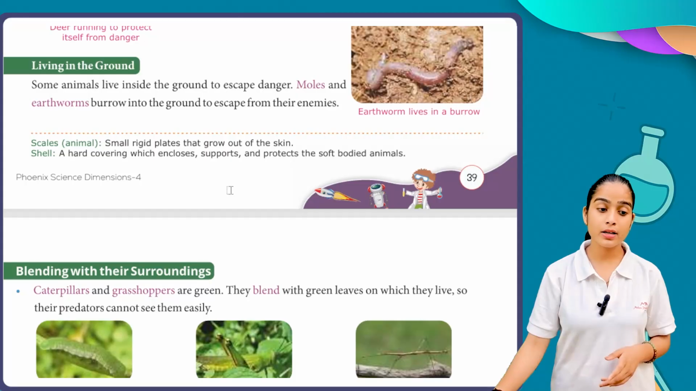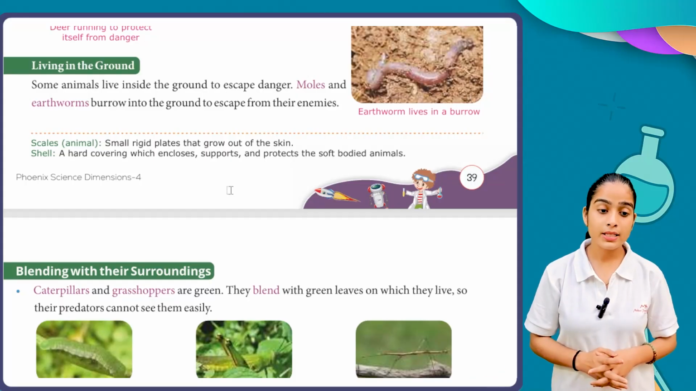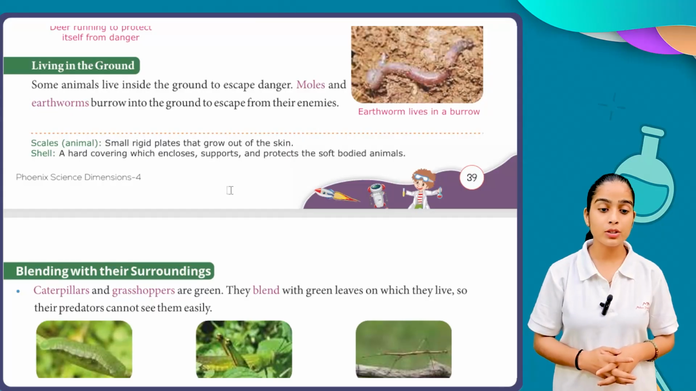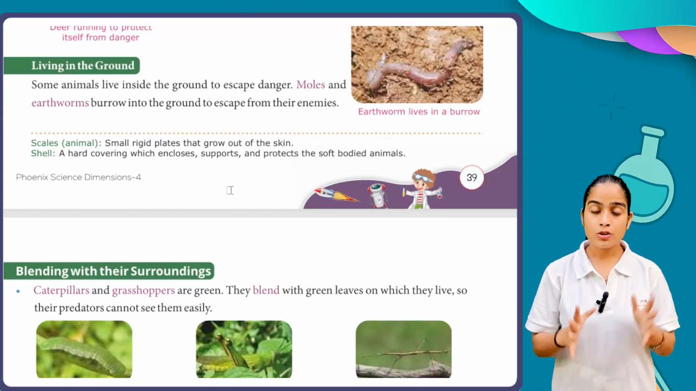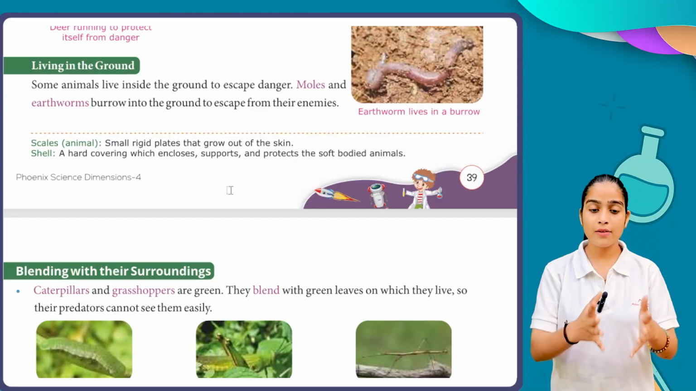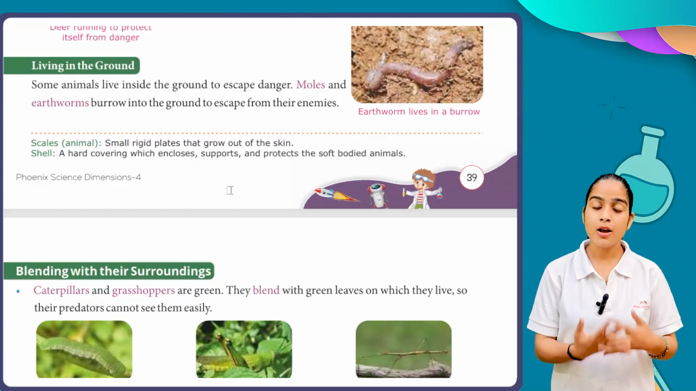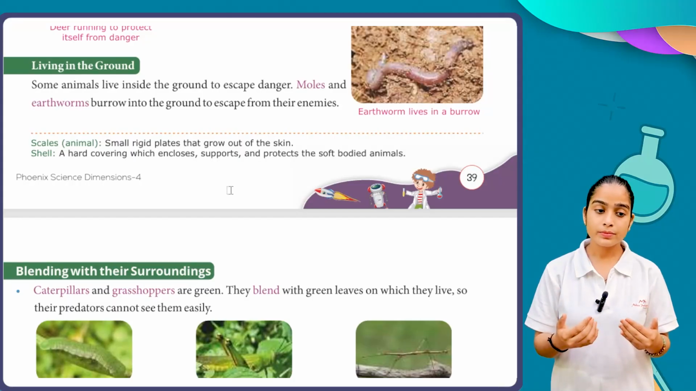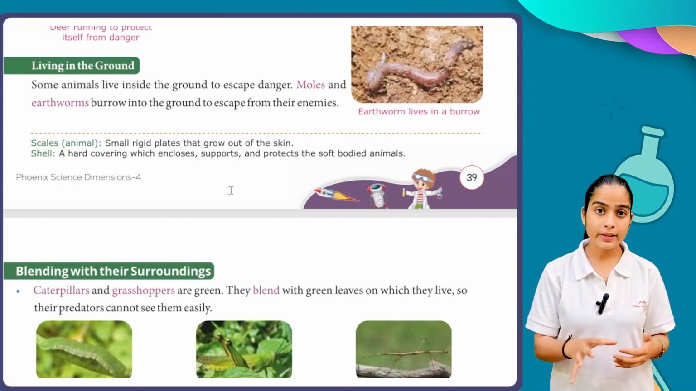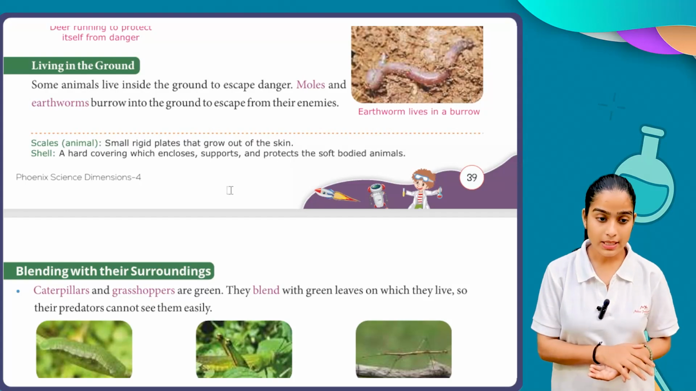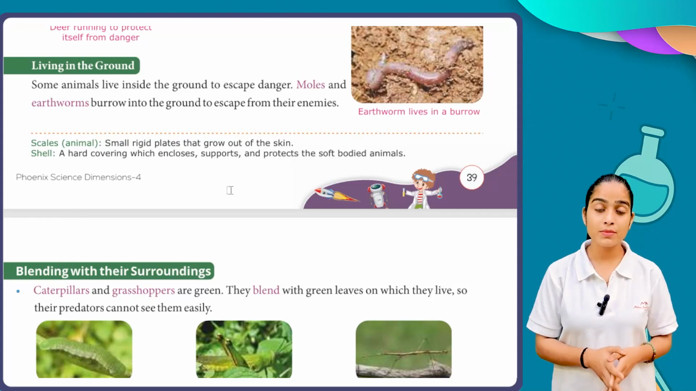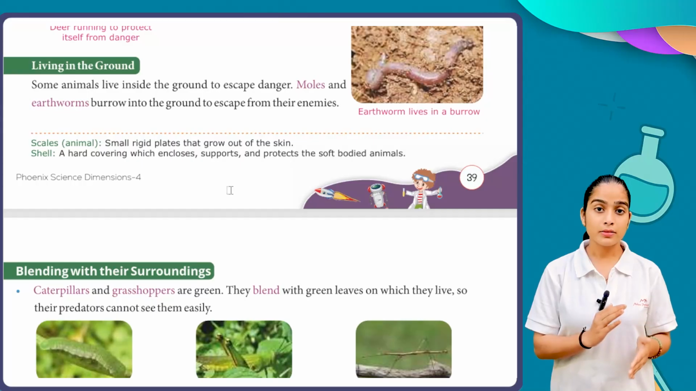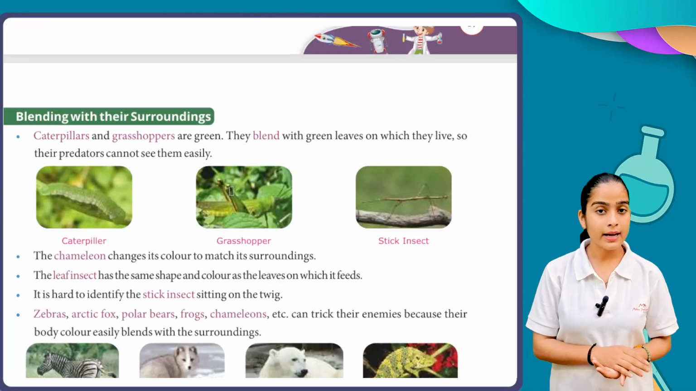Next, living in the ground. Some animals live inside the ground to escape danger. Moles and earthworms burrow into the ground to escape from their enemies, so they can protect themselves. That is why they have this kind of habitat. By having a habitat inside the ground, they can protect themselves. The examples we have of animals that protect themselves by living inside the soil are moles and earthworms.